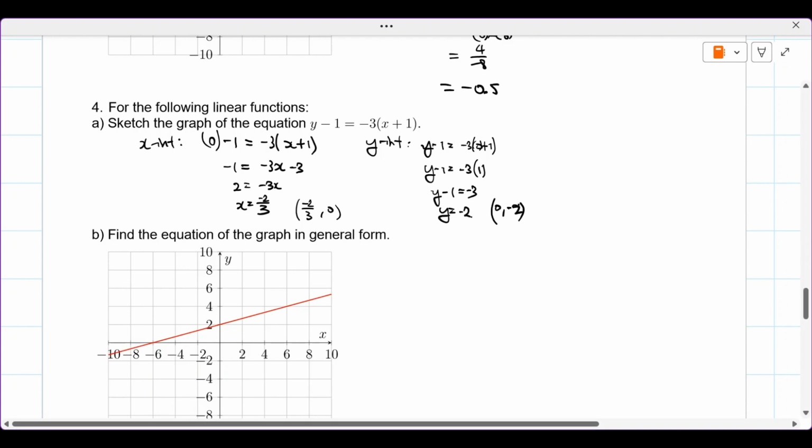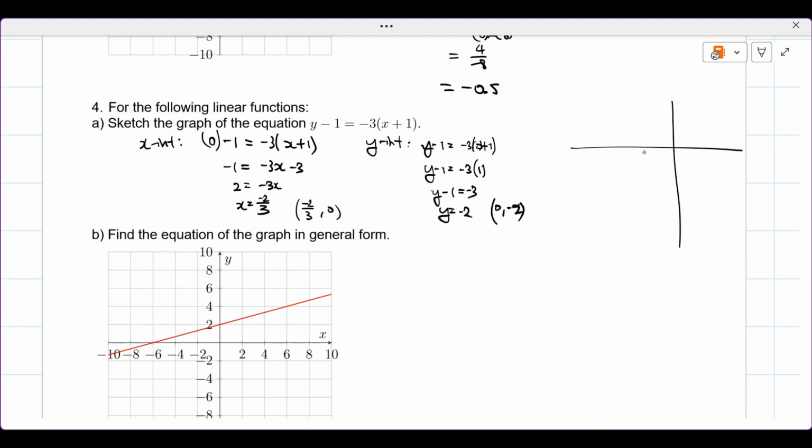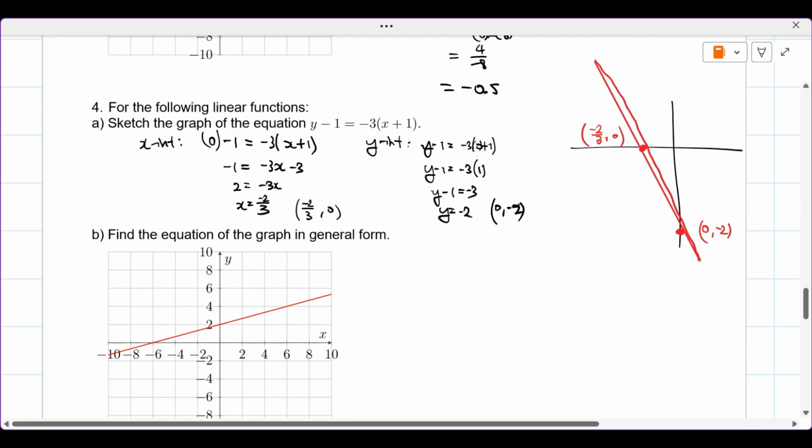Now let's put these 2 points, (negative 2 over 3, 0) and (0, negative 2), onto the graph. So what we need to do is plot these 2 points first. First of all, my x-intercept is negative 2 over 3, so that's approximately about here. You don't need to be exact, but you just need to label them properly. So plot and label them. And then I have another point, a y-intercept at (0, negative 2). So approximately that's going to be about here. So you plot and label the x-intercept and the y-intercept, and then you connect the 2 points.